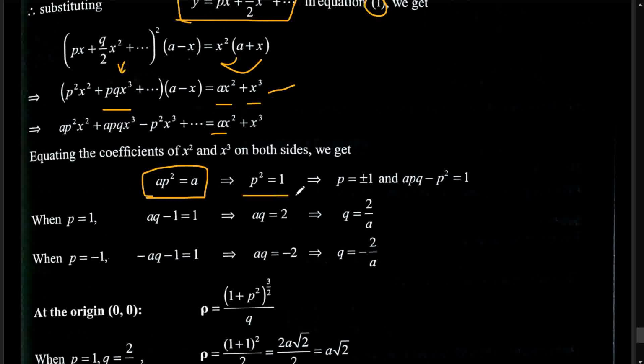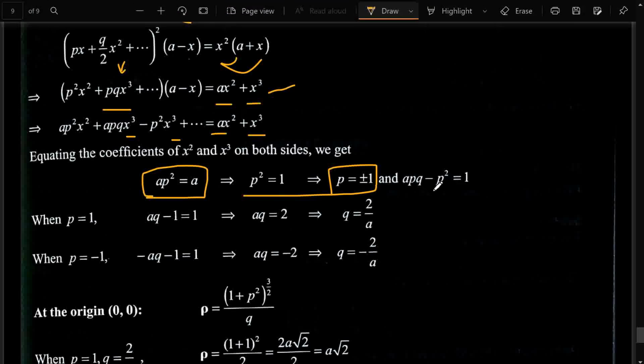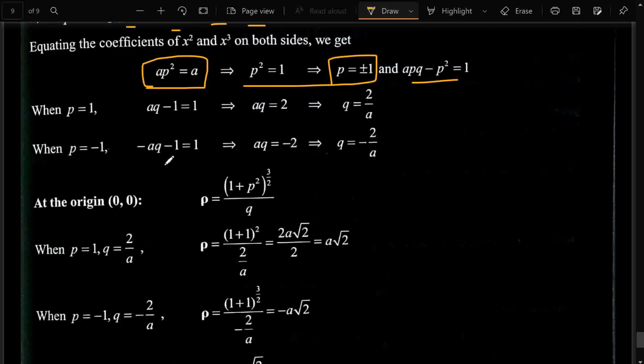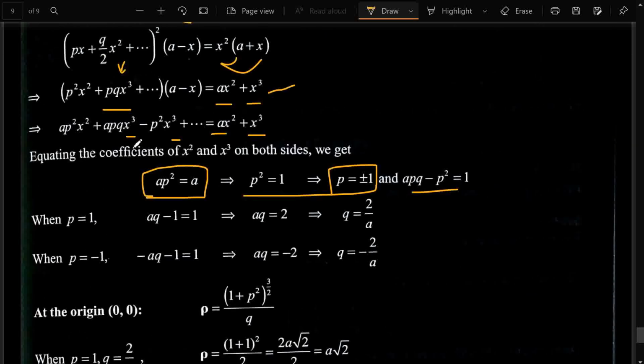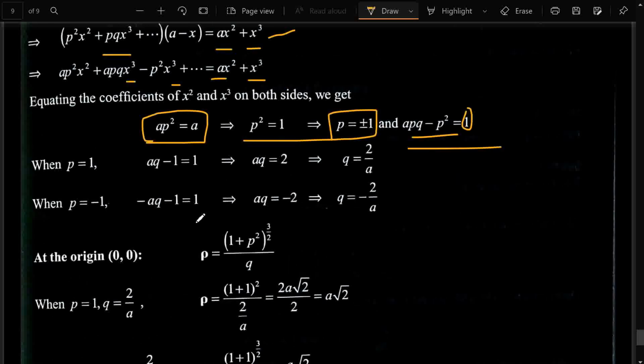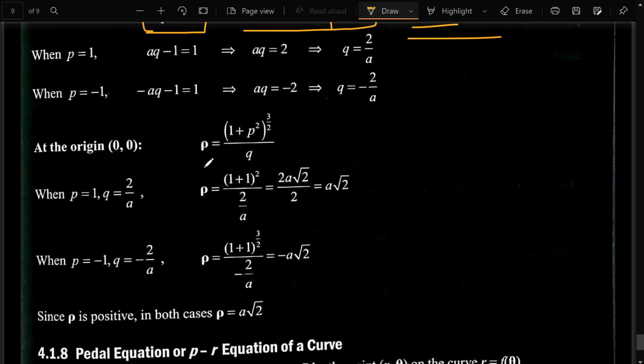Just equating it, we get p is equal to plus or minus 1. Now the coefficient of x cube: this is nothing but the coefficient of x cube in the right hand side and left hand side, just equating it, and we know the value of p. So just substitute in both cases. Just substitute, and you get this, which is the formula we are going to use.